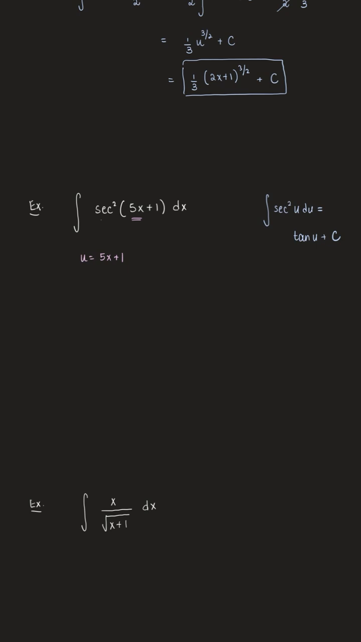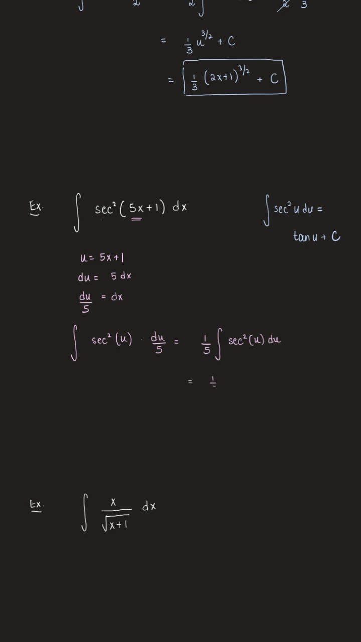Okay, so here I am going to let u be 5x plus 1. That's going to make du 5 dx. And so we can solve here for dx is 1/5 du, or du over 5. If we write the integral now in terms of u, we have secant squared of u times du over 5. And as I did in the first example, we can pull out the 1/5 outside of the integral and write this as secant squared u du, whose antiderivative we know.